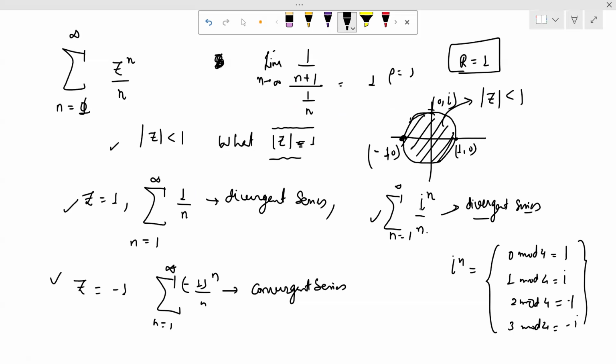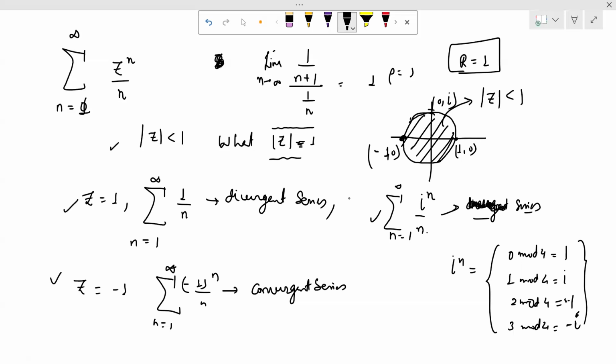However, this is convergent anyway. Because iota raised to power n means what? Iota raised to power n is either 1, iota, minus 1 or minus iota, right? So this is fine. Just give me a minute.